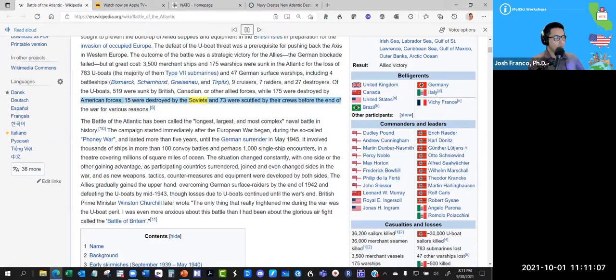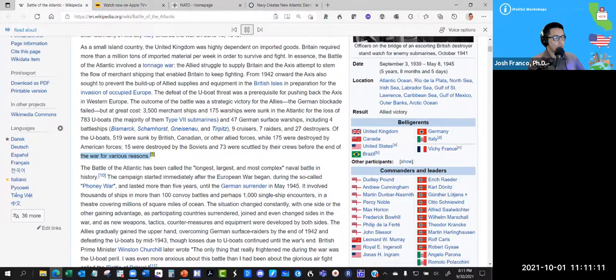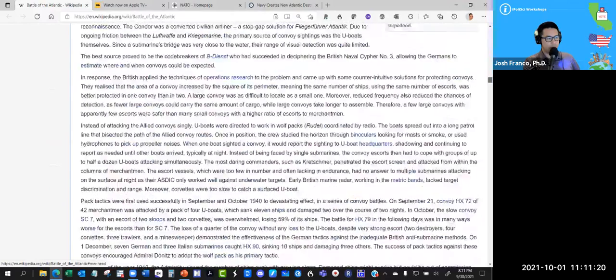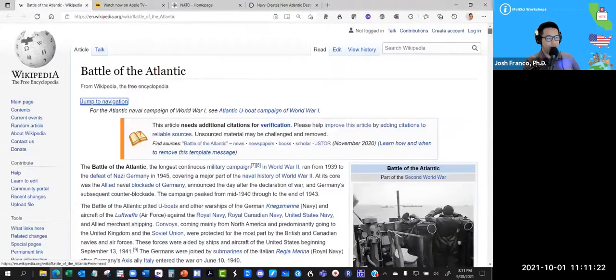15 were destroyed by the Soviets and 73 were scuttled by their crews before the end of the war for various reasons. And so you can go on to read about more in detail the Battle of the Atlantic and just how complex it was. This Wikipedia page goes on for quite a bit. But this is a clear example of conflict in the Atlantic region, largely focused in the North Atlantic.